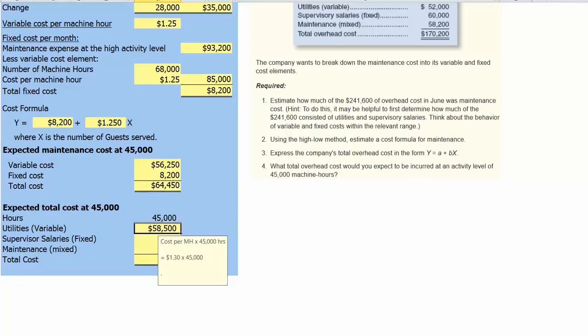At 45,000 machine hours, our utilities cost will be $58,500. That's 45,000 hours times $1.30 per hour. That's what we calculated in the very first part above. Our supervisor's salary, recall, were fixed at $60,000, the same as in April. And our maintenance cost, we calculated just above at $64,450. So our total estimated overhead cost at 45,000 machine hours would be $182,950.